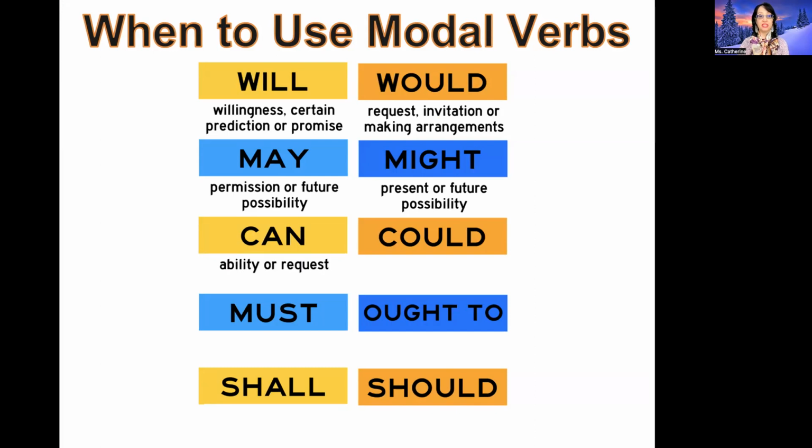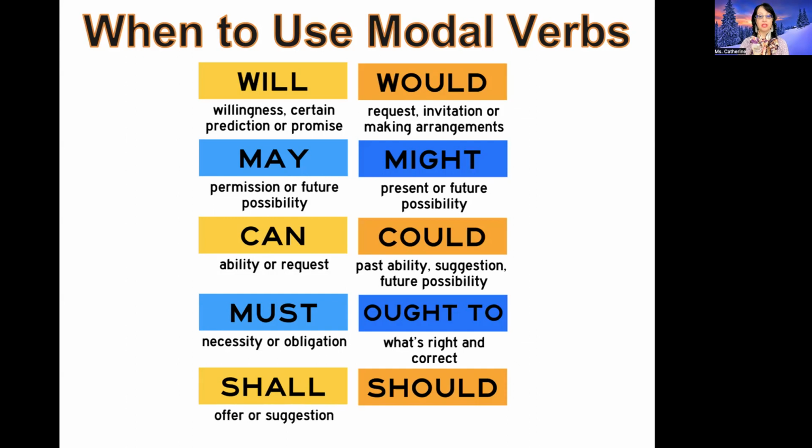Can is the ability or request. Could is used for past ability, suggestion, or future possibility. Must is used for a necessity or obligation. Ought to is used for what's right and correct. Shall, we use it as an offer or suggestion. And should is used for advice or uncertain prediction. Okay? This is a good time to maybe take a picture of this on when to use these modal verbs.